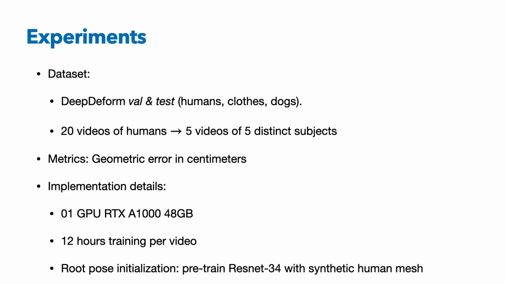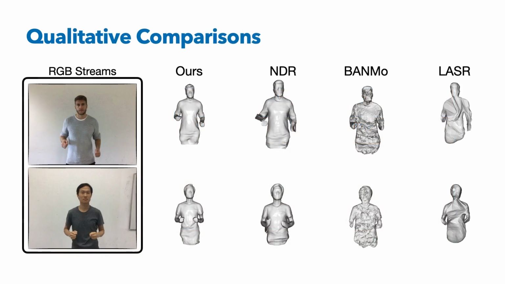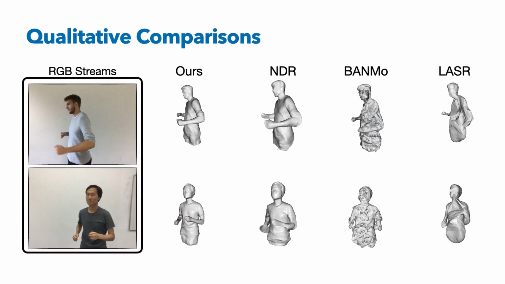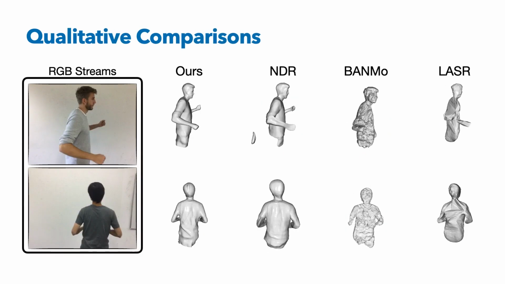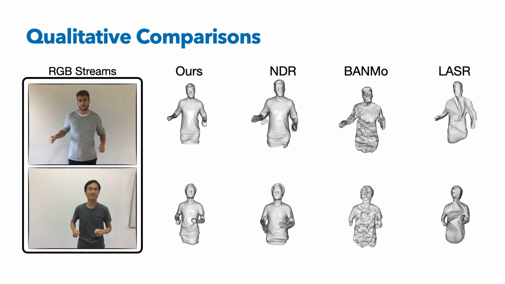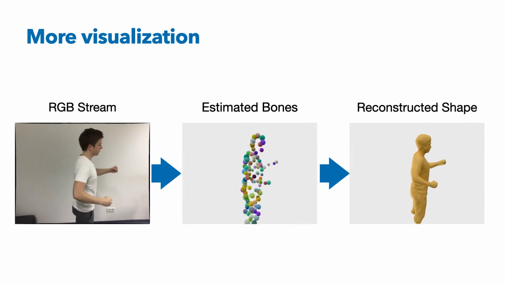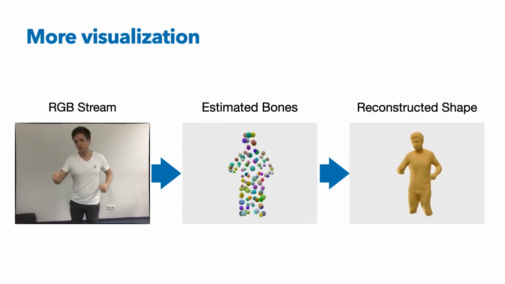The quantitative results show that our proposed network outperforms all of the previous state-of-the-art on 4 videos and is competitive with the most recent work on 1 video. And here are the qualitative comparisons. As we can see, our model can achieve much higher fidelity of reconstructed mesh compared to previous state-of-the-art. Here is another visualization of the estimated bones and the reconstructed mesh.